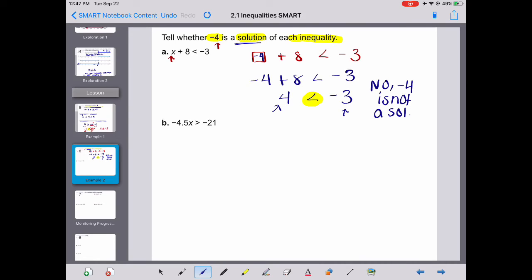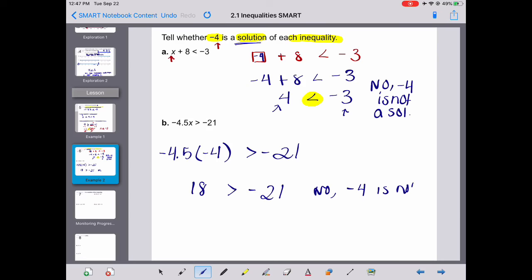In the next problem, we have -4.5x is greater than -21. Again, you want to plug -4 in for x and find out. So -4 times 4.5 is going to be +18, greater than -21. And then you ask yourself, is the statement true? Is 18 greater than -21? No, it is not again. So no, -4 is not a solution.